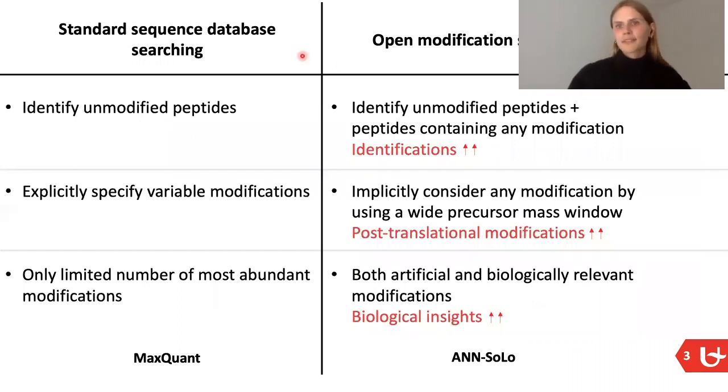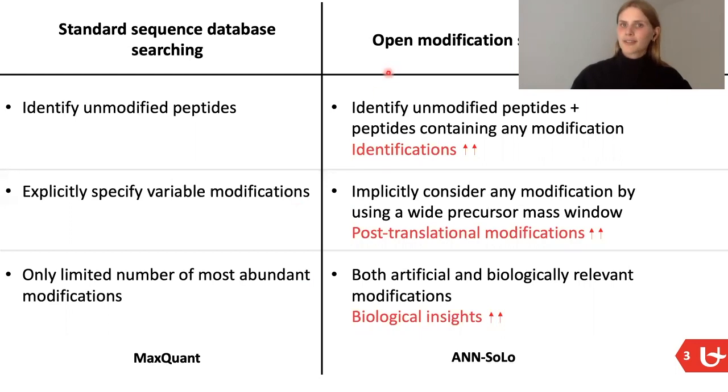MaxQuant is a standard sequence database search engine that identifies unmodified peptides very efficiently. However, each variable modification that you want to study needs to be specified explicitly. The number of modifications that you can consider is limited because for each modification that you add, the search space increases drastically, which increases the computational load and decreases the sensitivity. Because only a limited number of modifications can be considered, often the most abundant modifications are chosen, which are artificial modifications induced during sample processing.